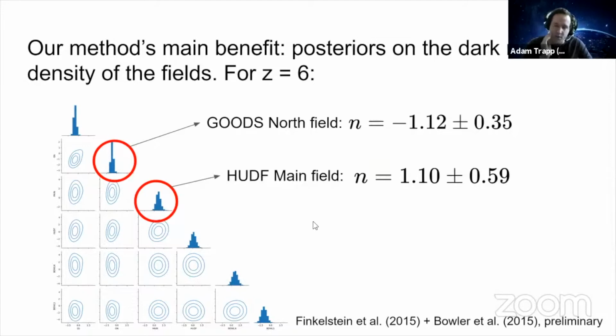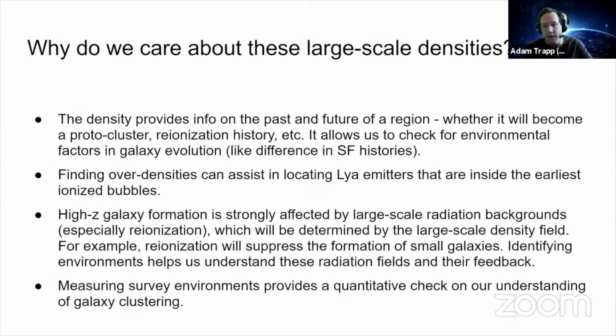So let's go back to the question that I asked at the beginning: why do we care about the large-scale densities? I probably don't need this slide considering all the talks we've had about how important densities are, but I'll go over this. The density provides info on the past and future of a region, whether it'll become a protocluster, its reionization history, etc. It also allows us to check for environmental factors in galaxy evolution, like differences in the star formation histories between an overdense region and underdense region.